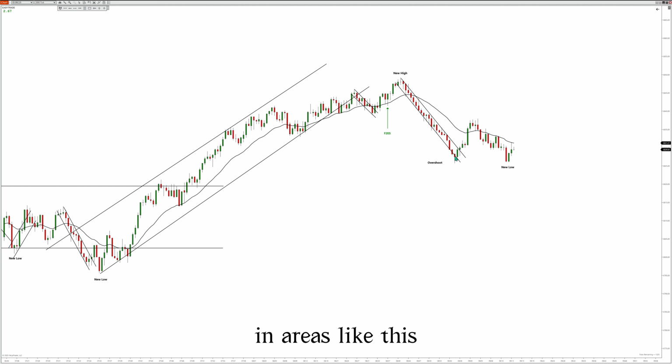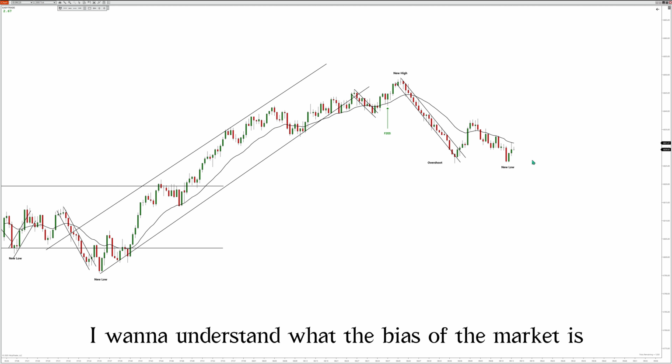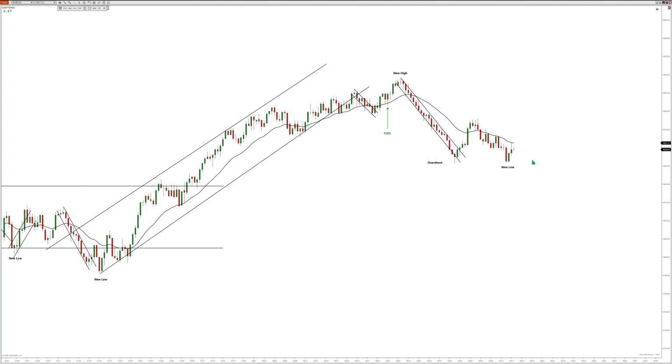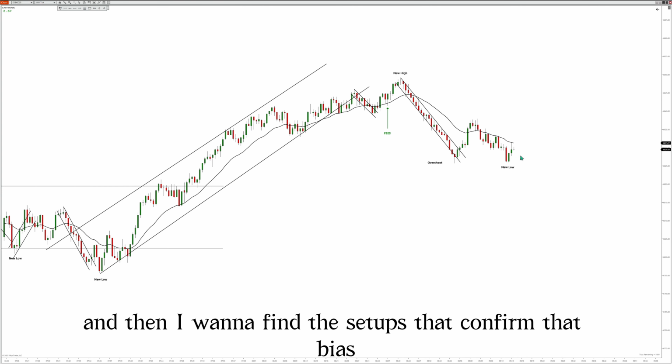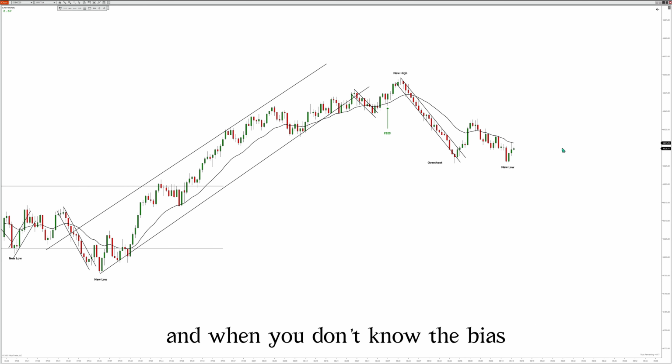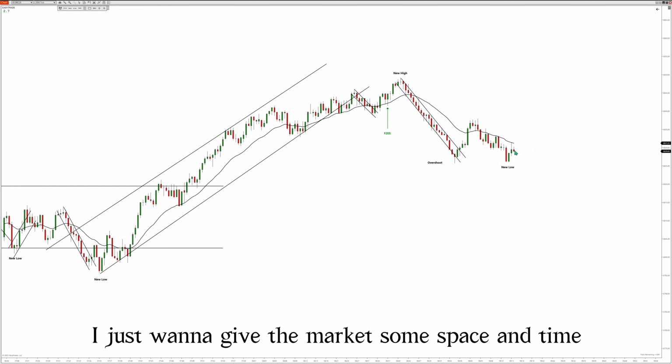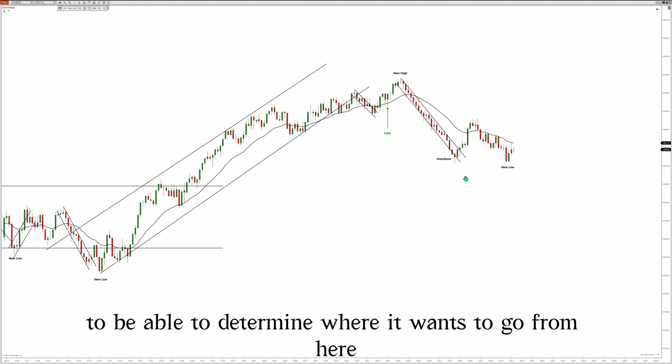In areas like this, I want to understand what the bias of the market is, whether it's an uptrend, downtrend, or a sideways consolidation, aka trading range. And then I want to find the setups that confirm that bias. And when you don't know the bias, you shouldn't even be looking for trades. So right now, I'm not even looking to enter anything. I just want to give the market some space and time to be able to determine where it wants to go from here.